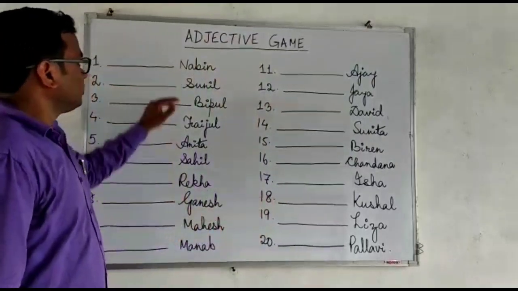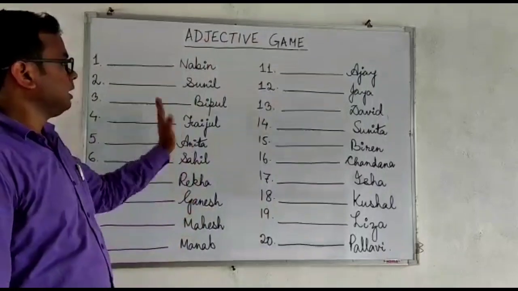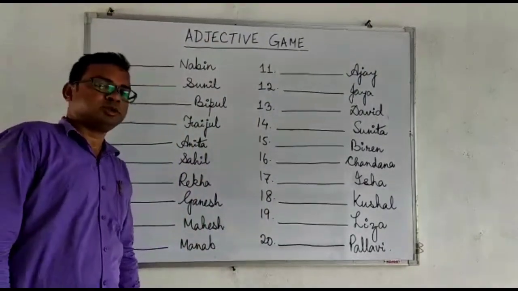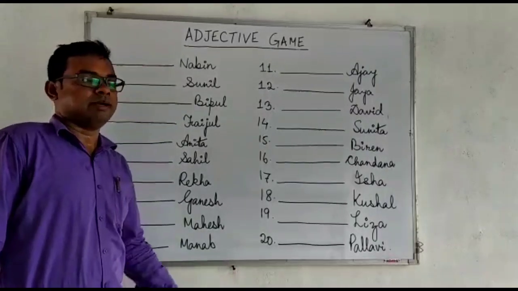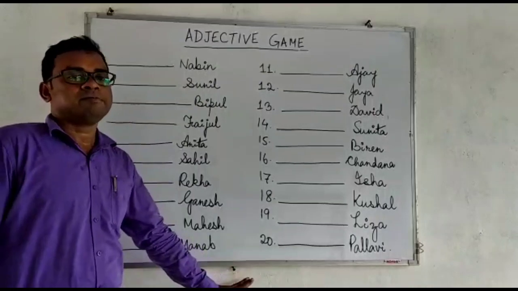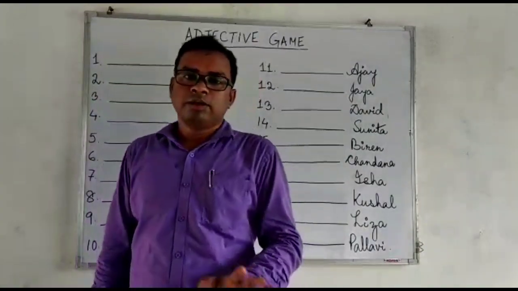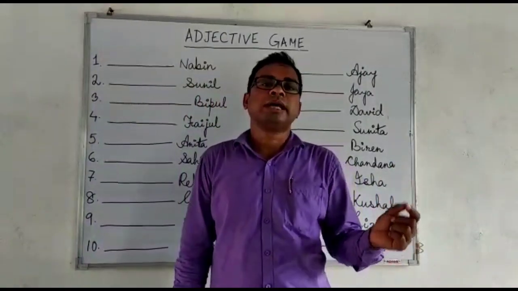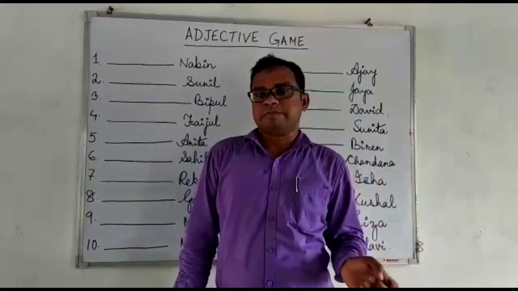Now, suppose we have 20 students in our class, and they will be learning 20 adjectives within a short period of time. Maybe within 5 to 10 minutes, they will be learning 20 adjectives. So, first of all, we have to ask the students to think about an adjective with the starting letter of their names.